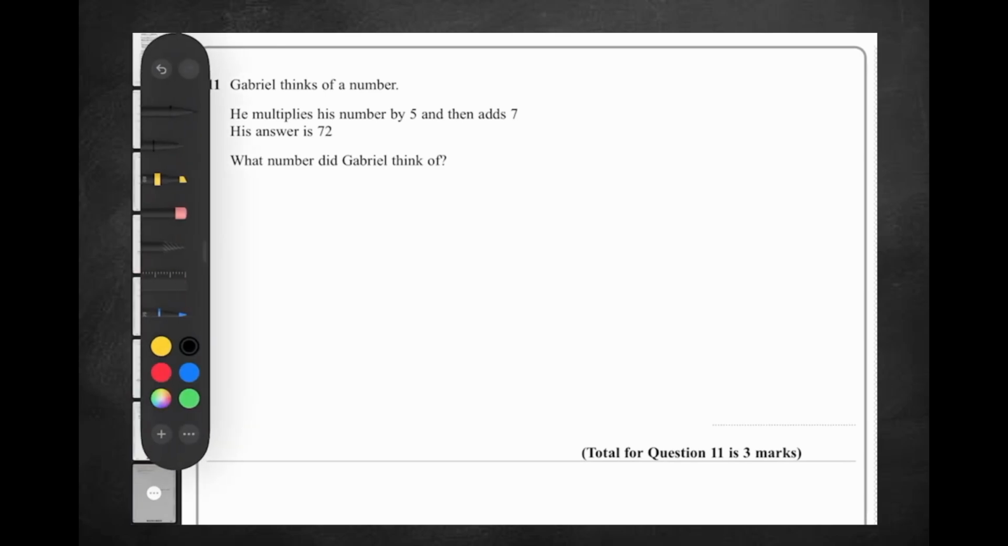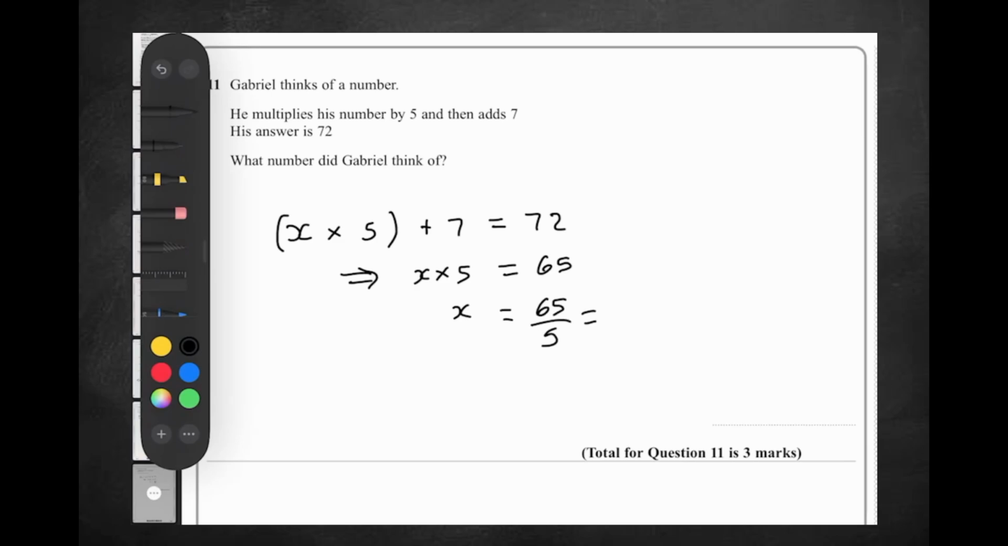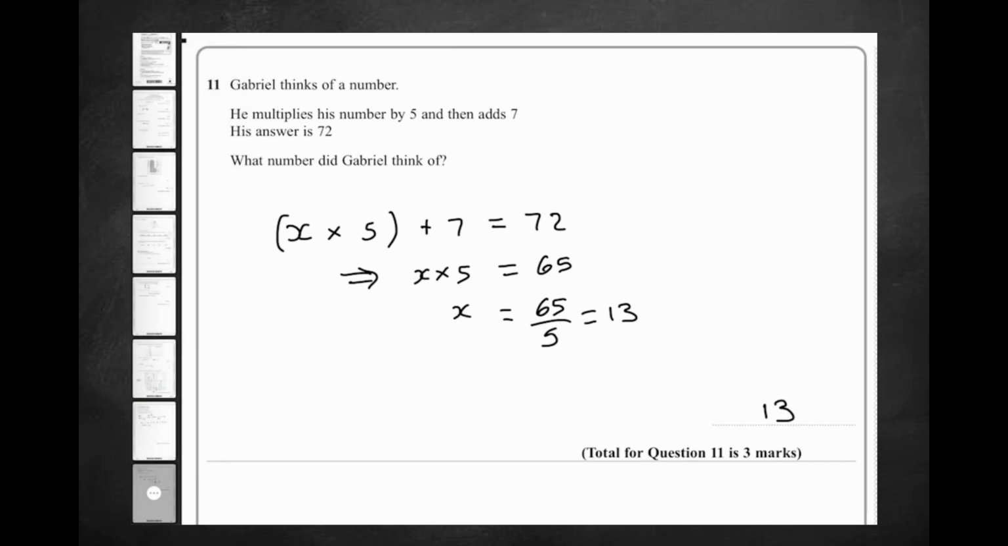So we're going to say x times 5 plus 7 equals 72. Therefore, x times 5 equals 65 if we take 7 off both sides. So x equals 65 over 5. So his number that he thinks of is 13. All we've done there is reversed the actions that Gabriel did.